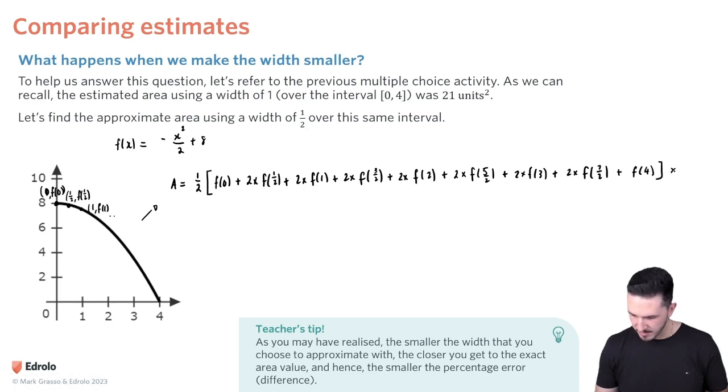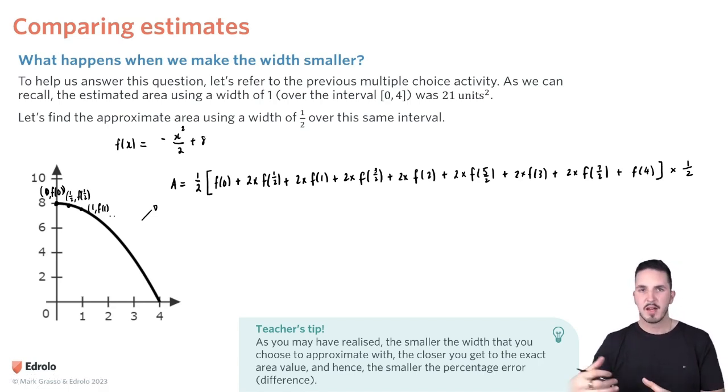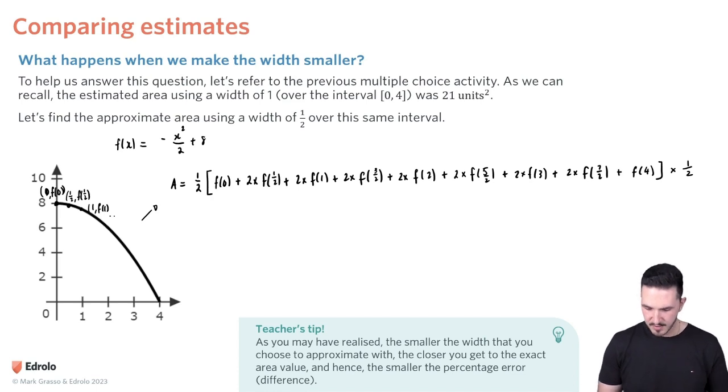And now we want to multiply this all again by a half. The reason I've multiplied it all again by a half is because the width is a half. Before, the width was 1, so we essentially multiplied it by 1. But now, because the width is a half, we have to multiply the whole thing by a half. This doesn't mean that the answer will be 21 on 2, because we have a lot more trapeziums that we have to find the area of.